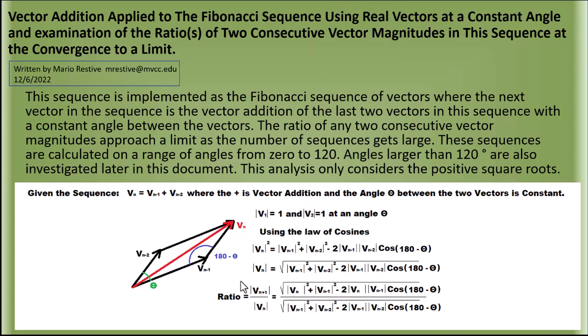Here is the vector analysis of the vectors, and it's basically just using the law of cosines and then looking at the ratio of Vn plus 1 over Vn, and those are the magnitudes. And this is all at a constant angle. Now the first one, I start at 1, V1 is equal to 1, and V2 is equal to 1. And it is at some angle theta.